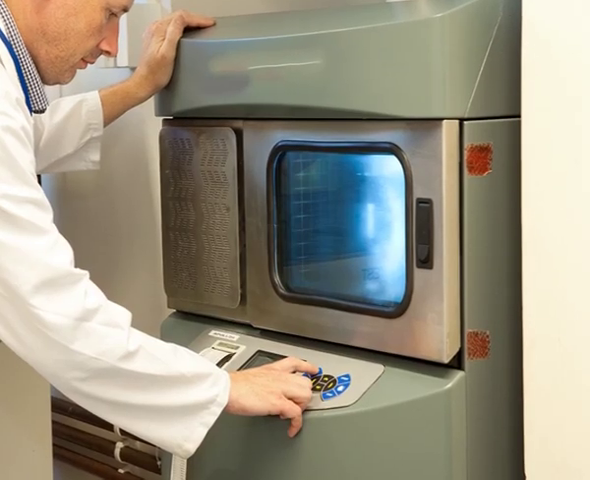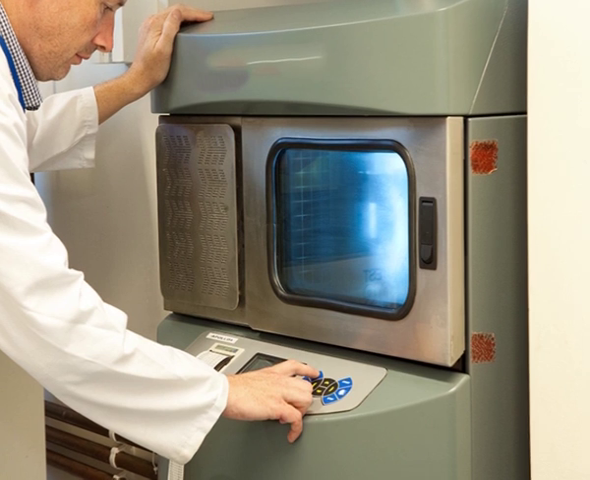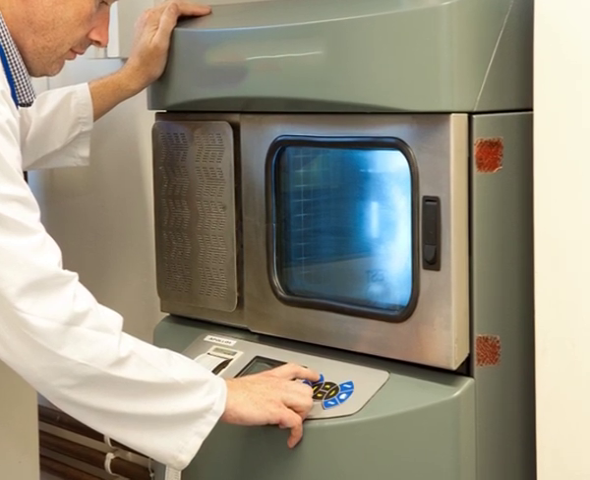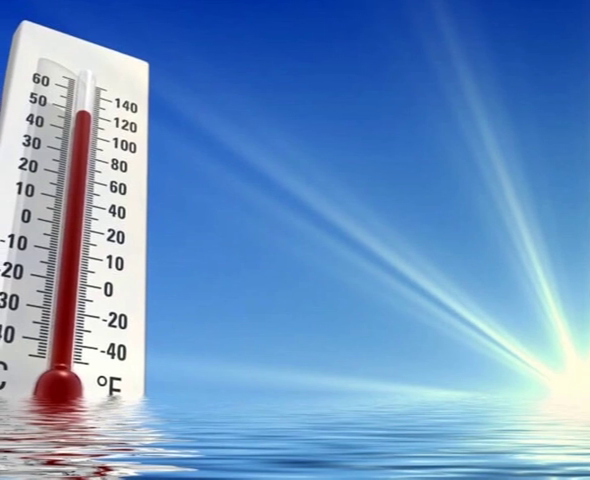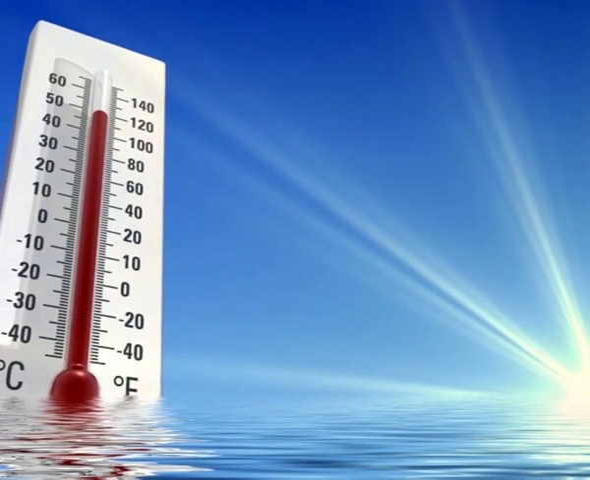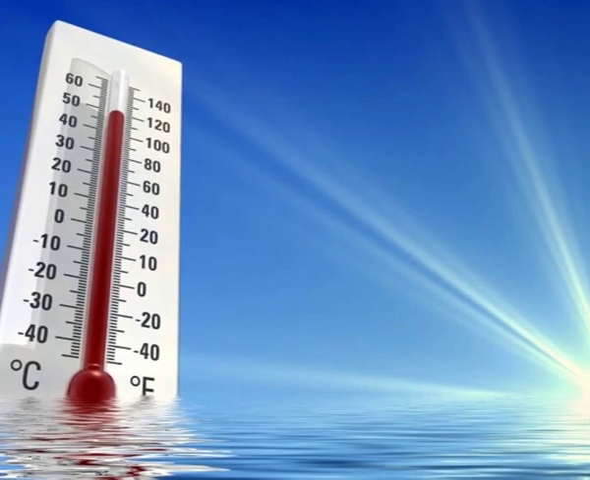All tests must be relevant to the use of the material and must be understood by all the parties involved. This need has led to a series of standard tests, British, BSI, ASTM, etc. Testing conditions have also to be defined, as paper and boards are very susceptible to humidity and temperature changes. It is therefore essential that the test pieces for paper and boards are conditioned so that the test can be carried out under standard conditions, thereby giving fair comparisons.